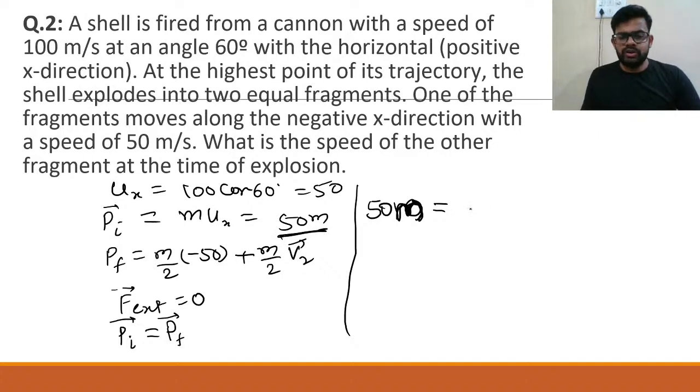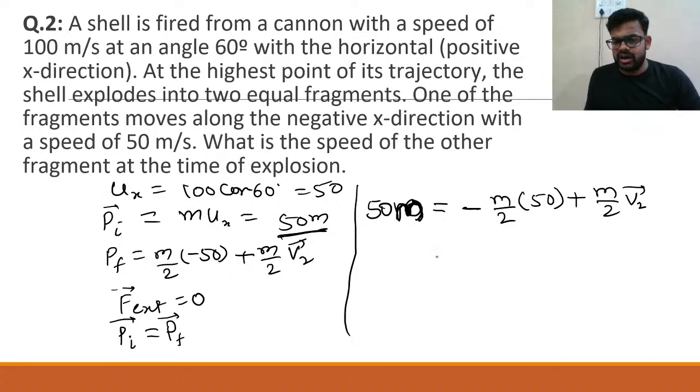So that will be equal to the final momentum, that is minus of m by 2 into 50, plus m by 2 into v2. So we just need to find the value of v2. Let us find it. Directly you can see, all the m cancel. This m, this m, this m cancel, right? Let us take LCM. So we'll get this as 100 and this will come as 150. So v2 is 150 meter per second. So this is positive.